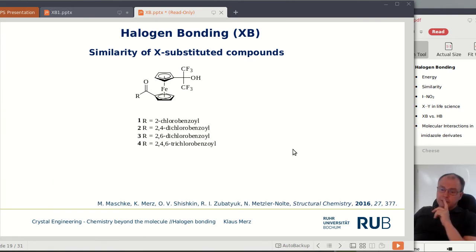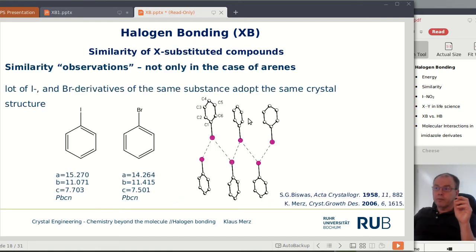And this similarity principle can be enlarged. Have a look at this compound. This is a ferrocene derivative. This is huge, it's a big compound. And here, looking at the residue R, this is a chlorobenzoyl substituent with different numbers of chlorine substituents at a residue of this big compound. And very strange, you will see there's a similarity to something like this, not iodine but chlorine.